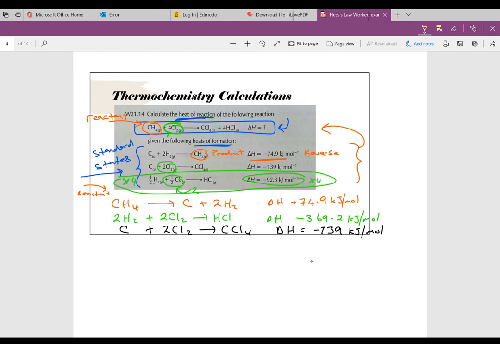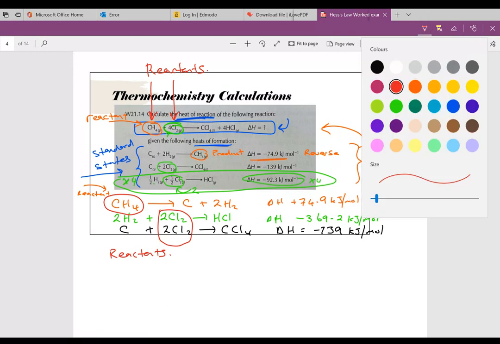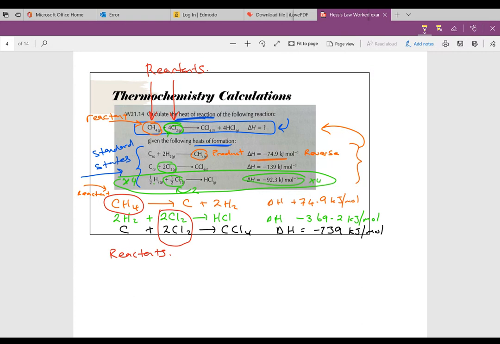Okay, I have a CH4, which I want from this equation. I want 4 chlorines, and I have 2 and 2 on the reactant side, which both of those are. And on the products side, I need a CCl4, which I have, and 4 HCl's.